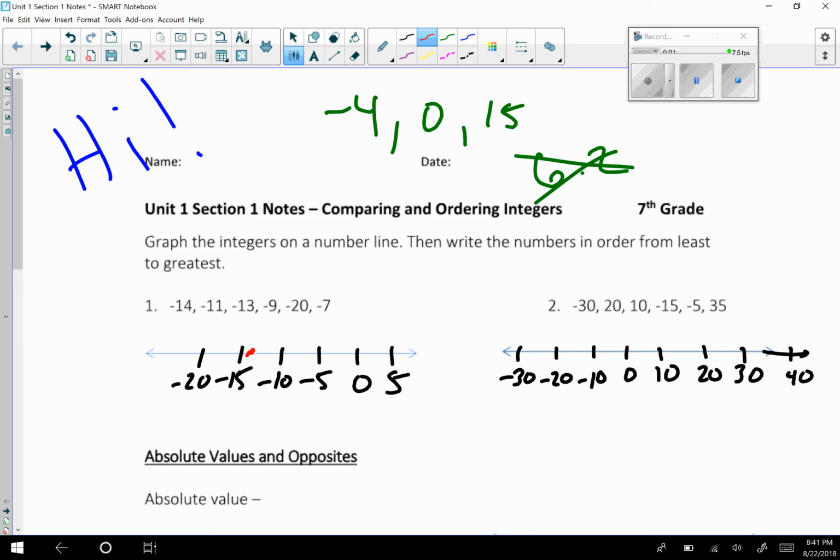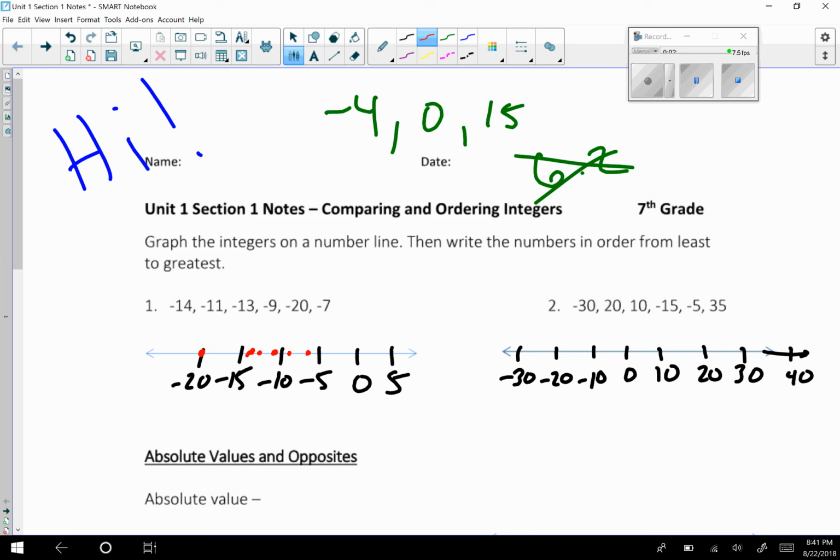as we go left from 0 on a number line, although the digits get bigger, the numbers are actually smaller. -11 is going to be just to the left of -10. -13 is going to be pretty close to -14, but to the right of it. -9 is going to be just to the right of -10. -20 is going to be right on -20. And -7 is going to be just to the left of -5. So I've graphed those integers on the number line.